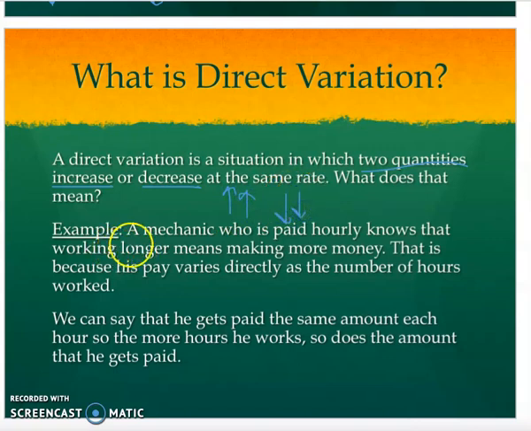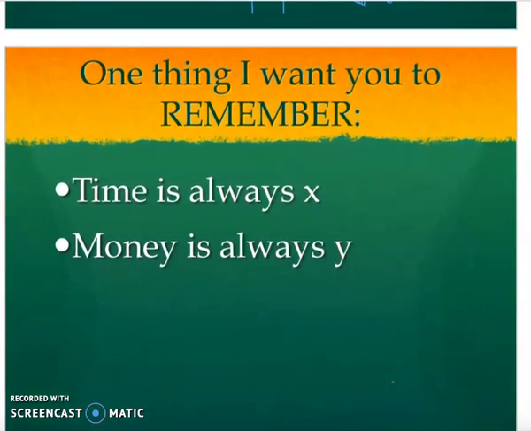So, an example would be a mechanic who is paid hourly knows that working longer means making more money. That is because his pay varies directly as the number of hours worked. So we can say that he gets paid the same amount each hour. So the more hours he works, so does the amount that he gets paid. If he works more hours, he makes more money. If he works less hours, he makes less money. Easy as that.